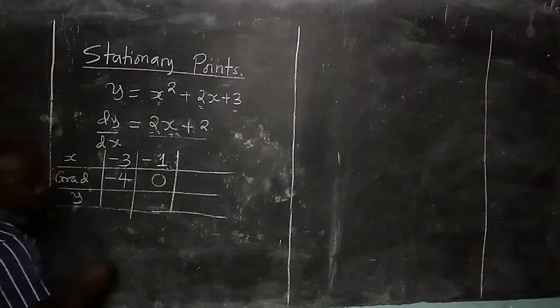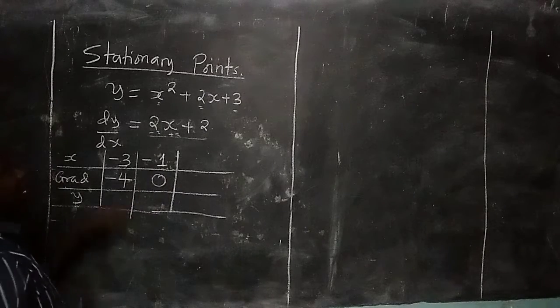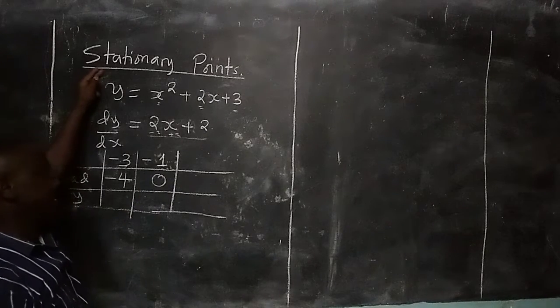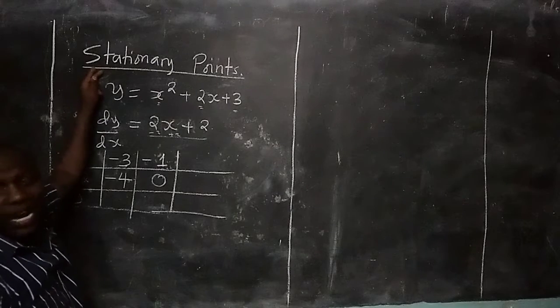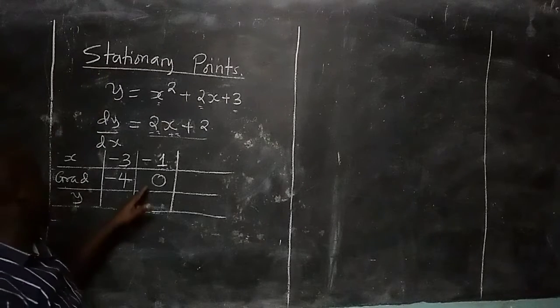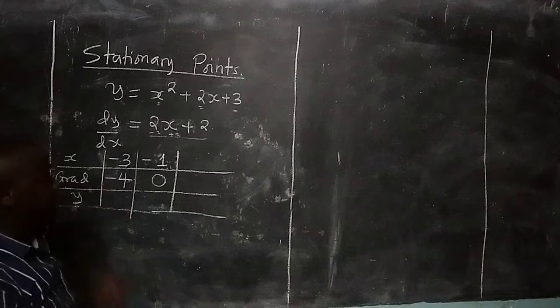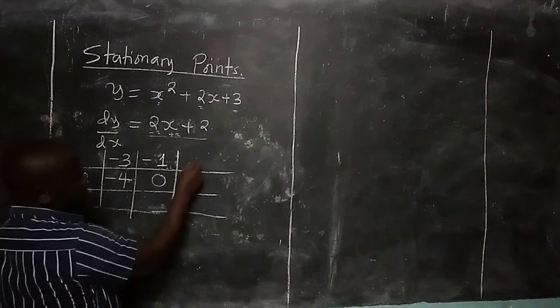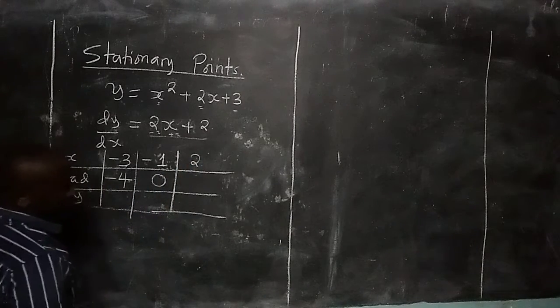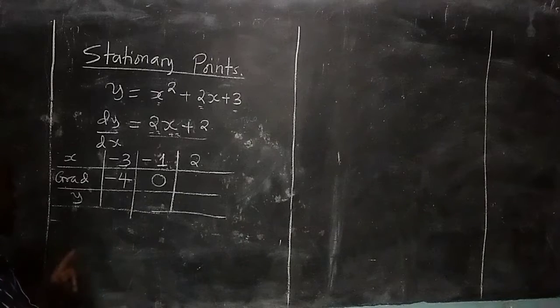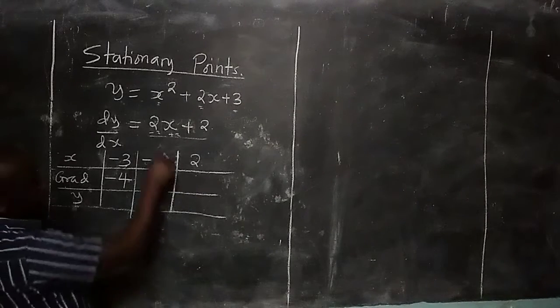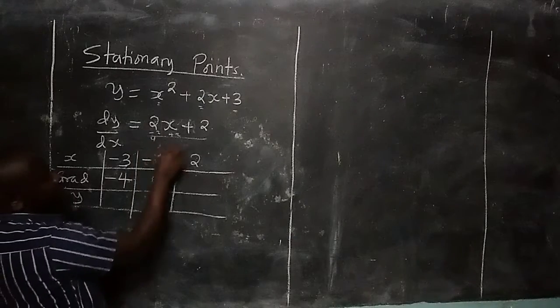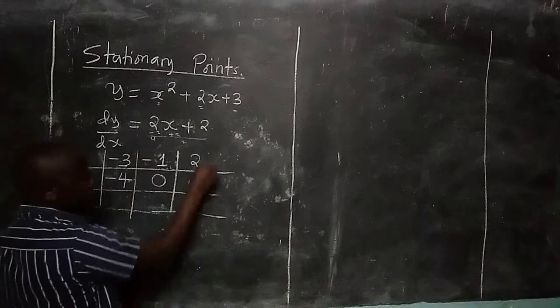The gradient becomes 0. Remember, we define a stationary point as a turning point, and these are points where the gradient changes to 0. Therefore, the gradient is becoming 0. Let's check a point beyond negative 1, a point like 2. How does the curve behave? At positive 2, the gradient will be 4 plus 2. So here the gradient will be 6.